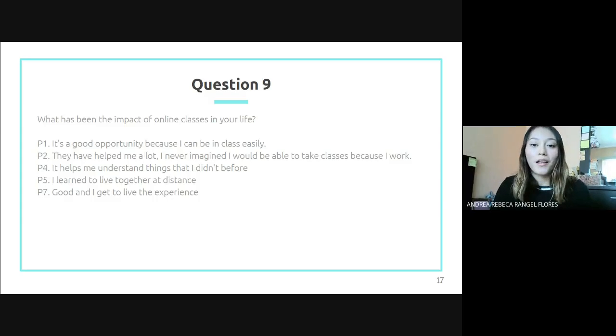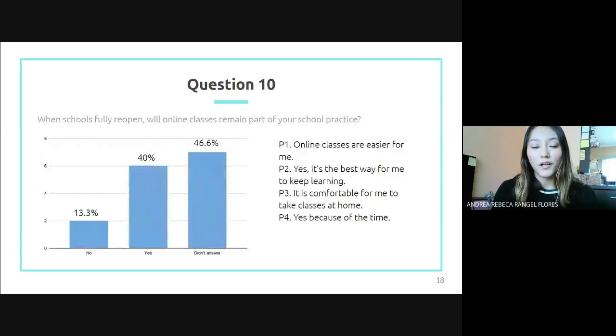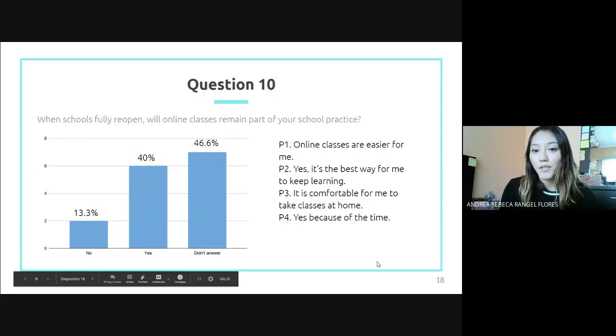We all are. And yes, so question number 10 was, when schools fully reopen, will online classes remain part of your school practice? And this was our final question. We wanted to see what percentage of participants would actually consider retaking online classes. And results showed that 46.6% of students chose not to answer, 40% said they would, and 13.3% said they wouldn't. So student number 1 said, online classes are easier for me, which is a good factor for them to retake them.